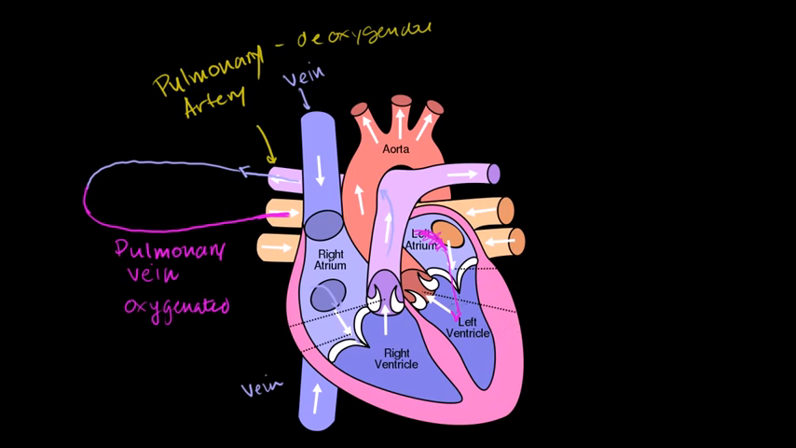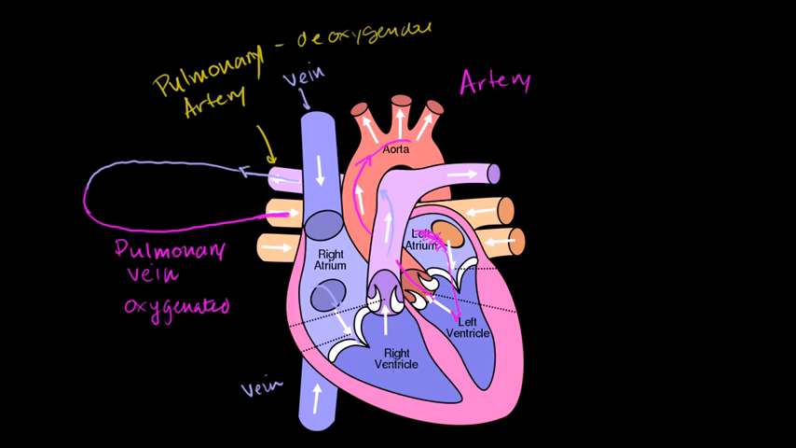It squeezes, and then it pumps the blood into the aorta. Now, the aorta, this is an artery. Why is it an artery? Because we're going away from the heart. Is it a pulmonary artery? No. We're not dealing with the lungs anymore.